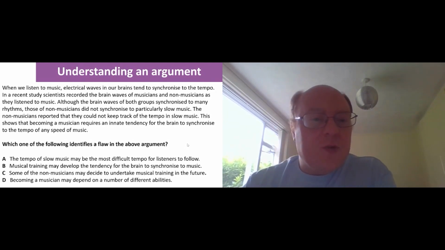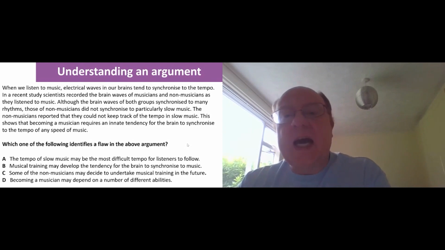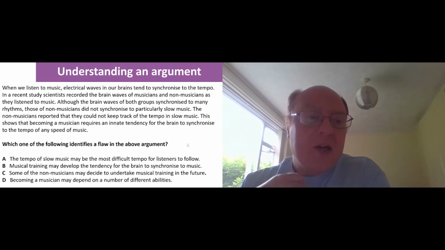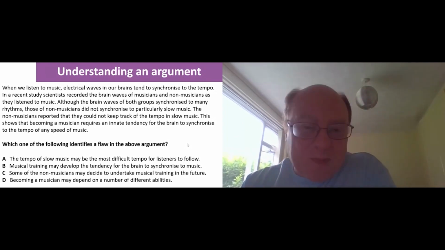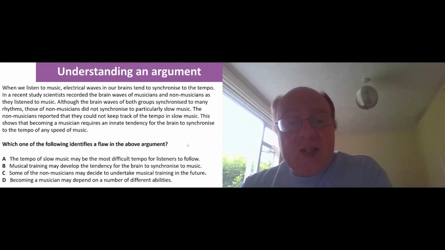And so it argues that musicians have an innate tendency, an innate ability for the brain to synchronize to the tempo of any speed of music, which non-musicians lack. So looking at the options, which of those actually identifies a flaw in the above argument? Now, I can't see my screen at the moment, so I don't know if you're coming up with answers, but the correct answer for this question is actually B.